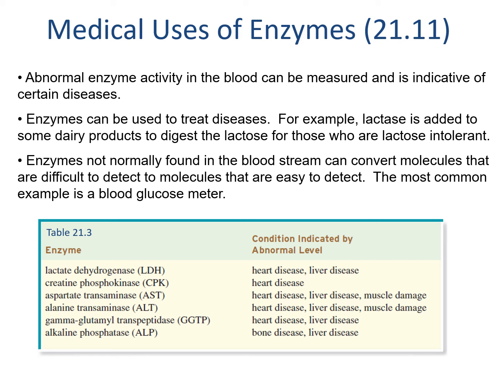Enzymes also can be used to convert molecules into one form or another, and signals from that conversion or the resulting converted molecule can be much easier to detect. A really common example of that is a blood glucose meter. It's hard to detect glucose, but glucose dehydrogenase will change the glucose into a different form, and that change registers on the blood glucose meter.